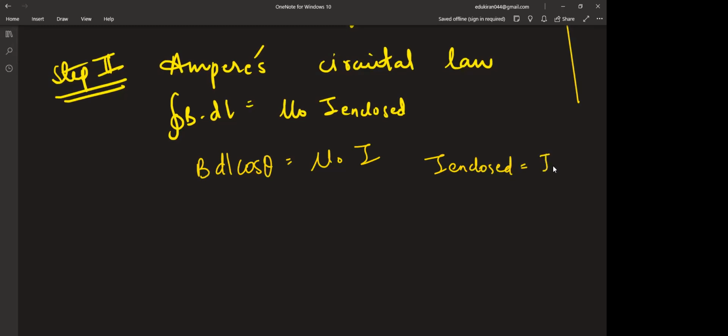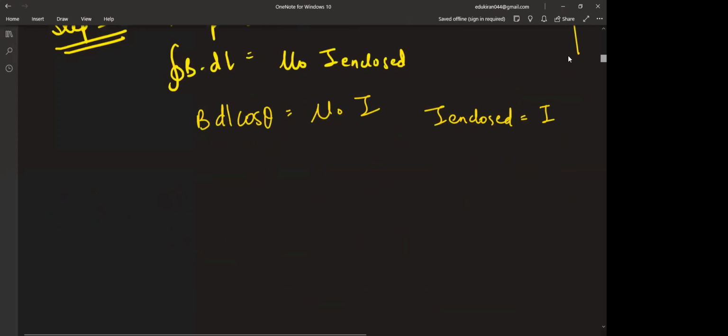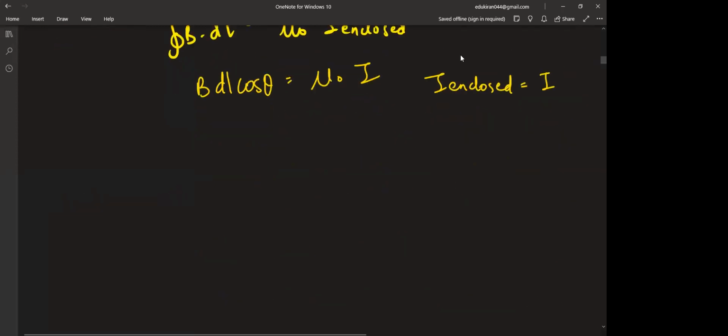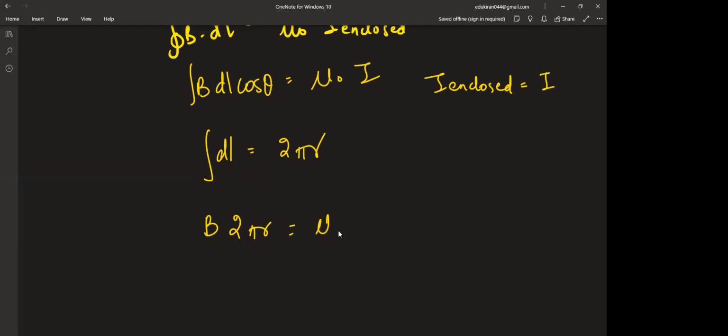What is I enclosed over here? I enclosed is I. And see, cos theta, this is 90 degrees, you can see in the figure also. dl and r will always be 90 degrees whenever we have a circle and a straight wire. Coming to the integration of dl, integral of dl will be 2 pi r. So put all the things, that becomes B into integral of dl, which is 2 pi r, equal to mu naught I enclosed, and I enclosed is equal to I.